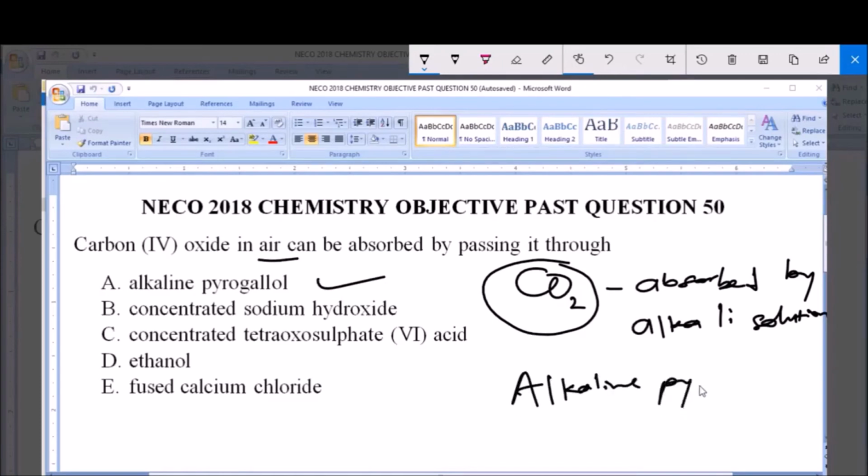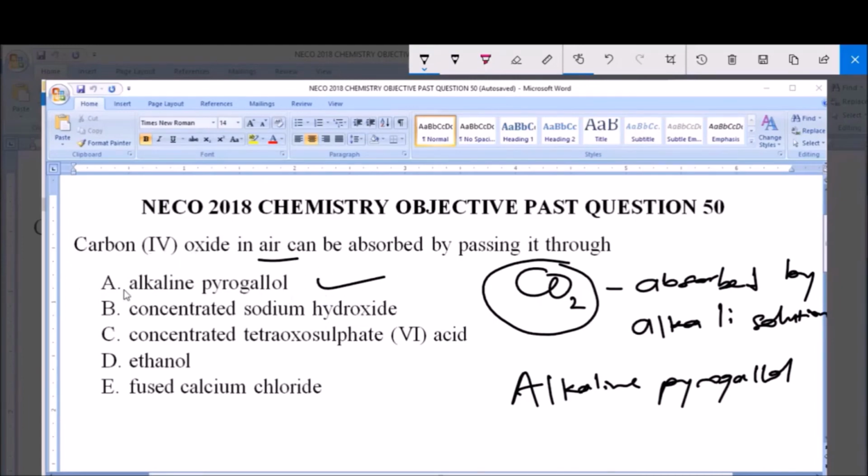Alkaline pyrogallol. Now you can see option B says concentrated sodium hydroxide. Yes, sodium hydroxide is capable of absorbing CO2, but then it is not capable of absorbing CO2 from the air as alkaline pyrogallol. Alkaline pyrogallol is the most suitable for absorbing carbon(IV) oxide, which is CO2, from the air.